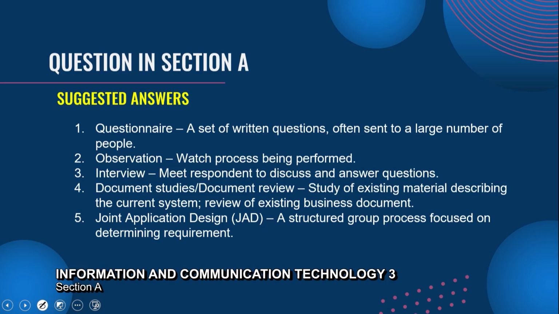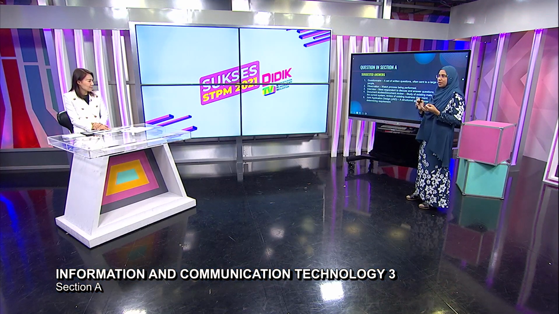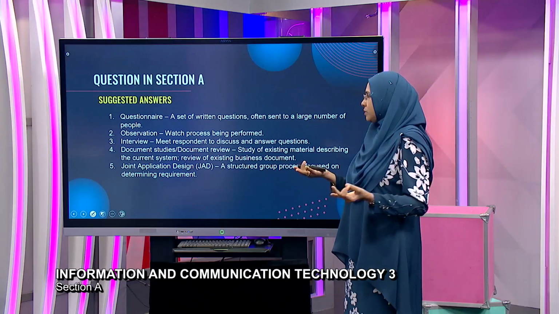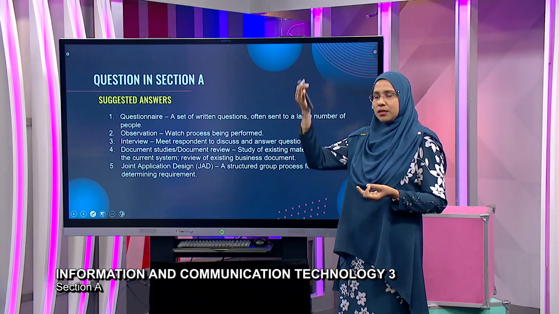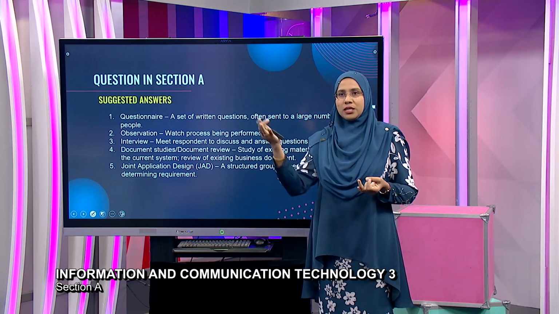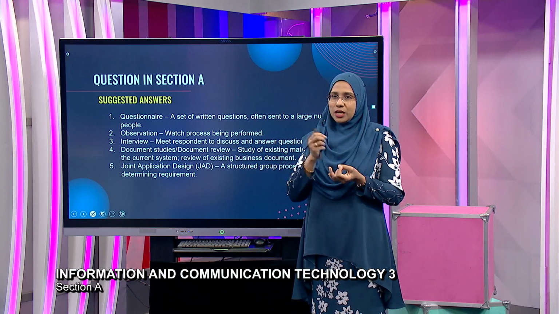And then the question asks you to discuss, so you give some points about the questionnaire. What is a questionnaire? It's a set of written questions often sent to a large number of people. That's it, very straightforward. Next method is observation. What is observation? Watching a process being performed. So you see in the organization how the data flows from one department to another. You observe and then you jot it down.